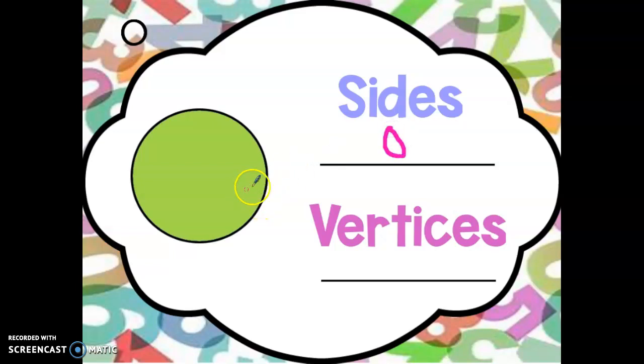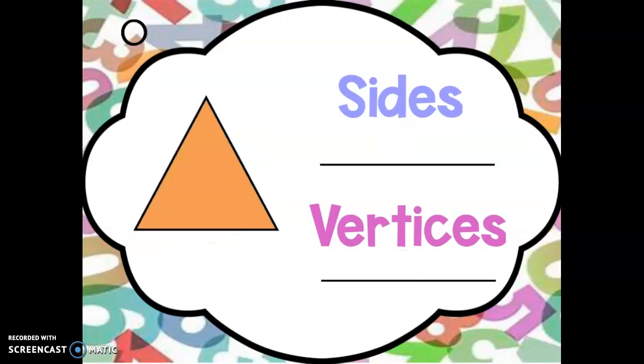Now, let's take a good look at this circle. Does it have any vertices? Are there any lines that meet to create a corner? You guys are smart. That's right. There's no vertices because there's no lines. So a circle has 0 sides and it has 0 vertices. Very good.